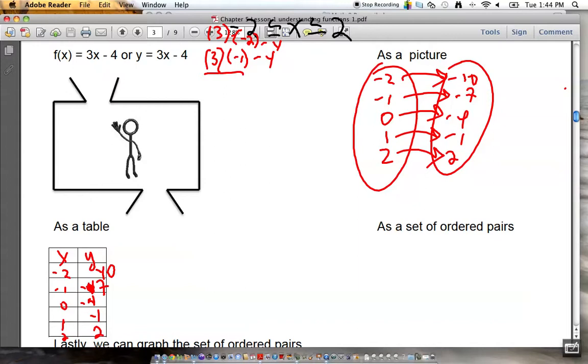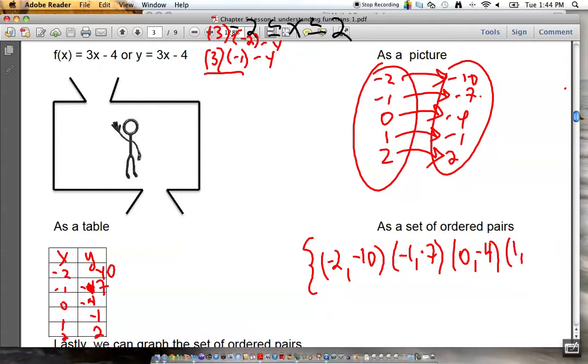What would it look like as a set of ordered pairs? -2 goes with what? -10, good. -1 goes with what? -7, good. 0 goes with? -4, good. 1 goes with? -1. These are input-output pairs. What about if I have an input of 2? What's the output? 2. Okay, and then we could also graph them as a line. So today was all about how to write out a function.